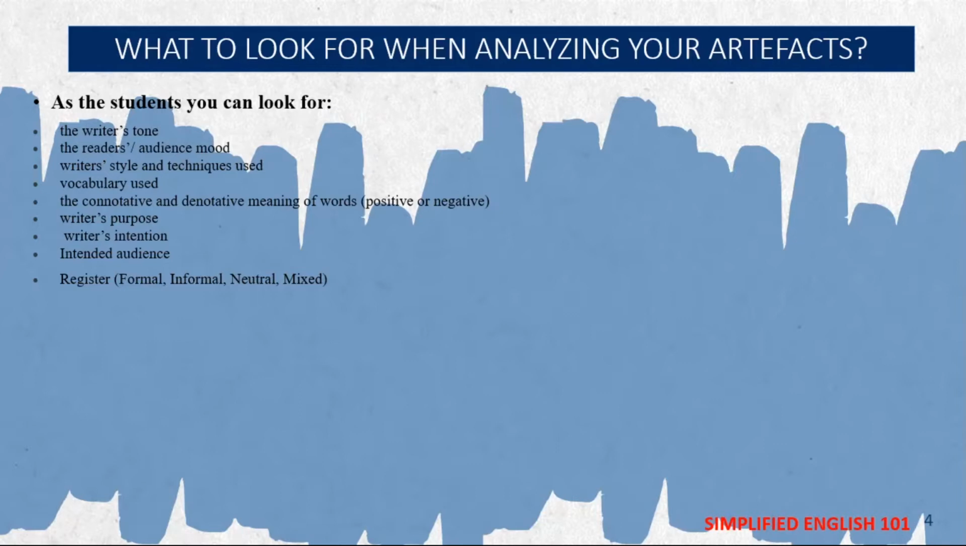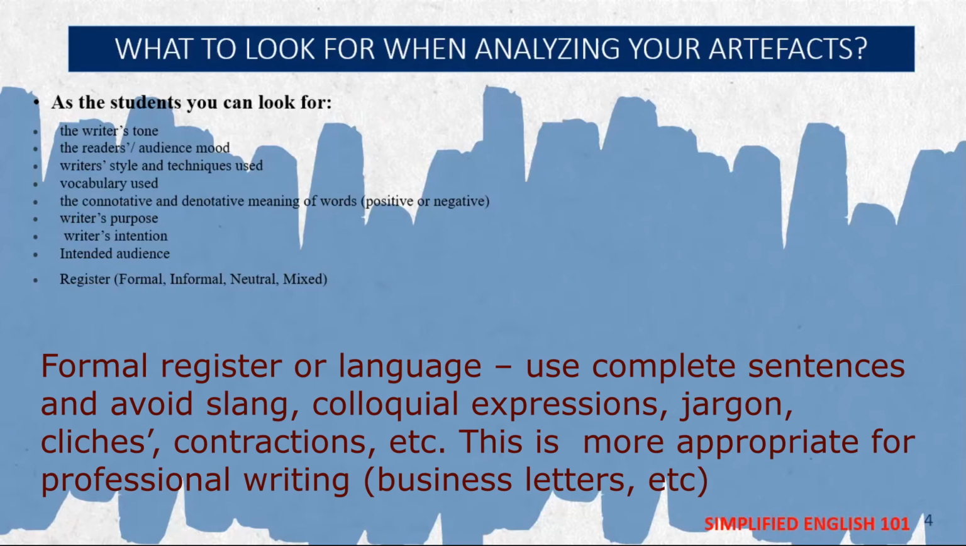Now, this has to do with whether the language that you use is formal, informal, neutral, or mixed. So the language that you and I are using now, is it formal? Is it informal? Is it neutral? Is it mixed? What do these terms mean? The formal register or language is used in business circles. As it says, formal language. It avoids slang, colloquial expressions, jargon, clichés and contractions, and uses more complete sentences. And it is most appropriate for professional writing, a professional setting.